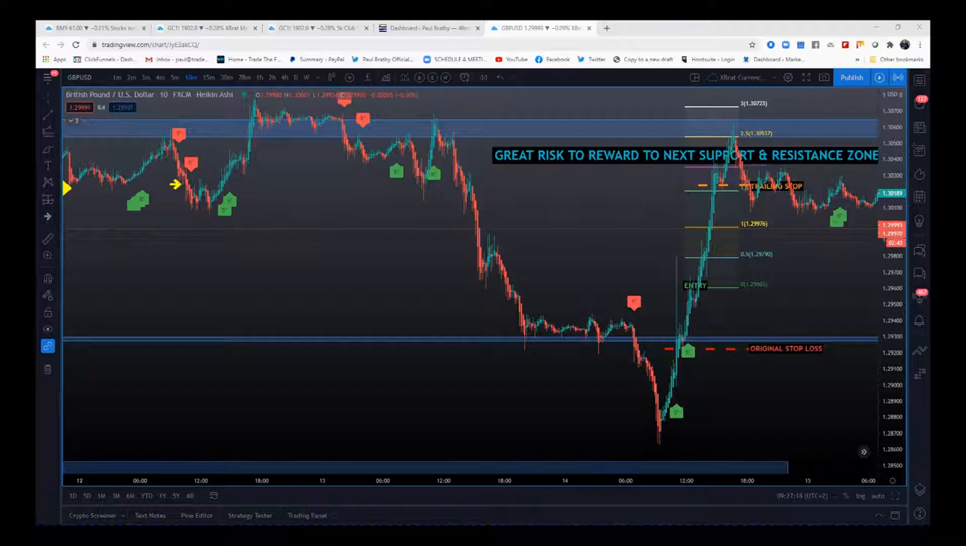Wanted to go through a trade on GBPUSD yesterday. I did post this live as I was trading it in the Discord group for the currency signals. But I just wanted to go through for our users, for the future as well, the importance of these support and resistance zones, and then looking for those entries.